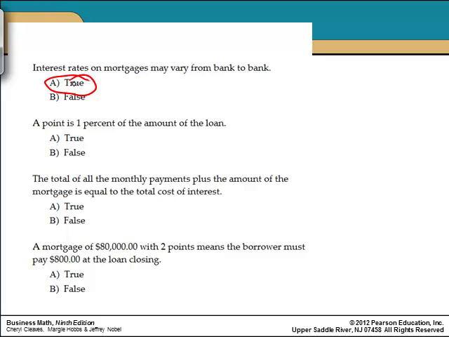Interest rates on mortgages vary from bank to bank. Yes, they do. A point is 1% of the amount of the loan. The total of all the monthly payments plus the amount of mortgage is the total cost of the interest. Oh, I see. Minus the amount of the mortgage. So we would say false. A mortgage of $80,000 with 2 points means the borrower must pay $800 at the closing. No, 800 would be 1 point. 2 points would be 1,600.